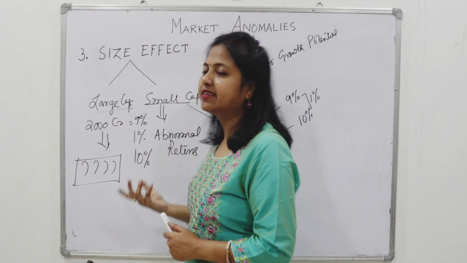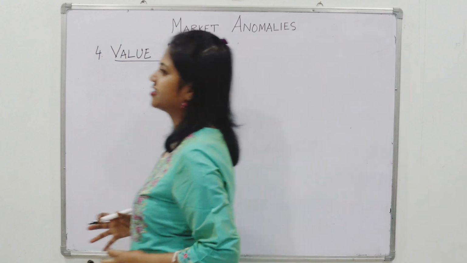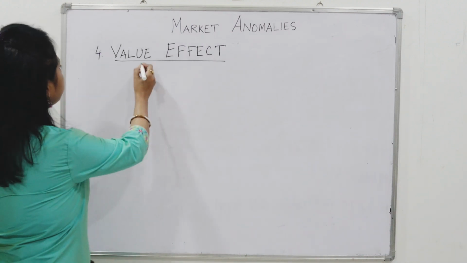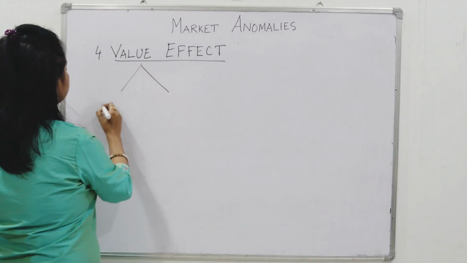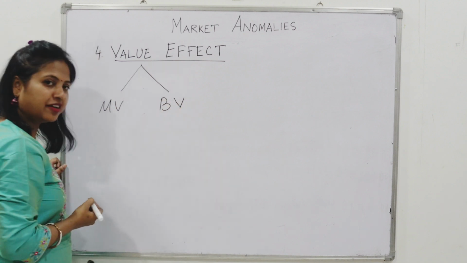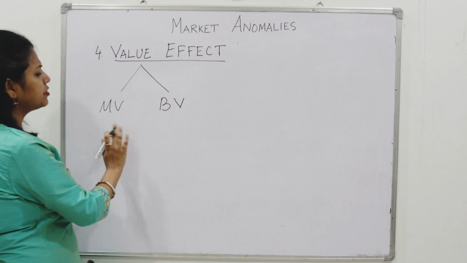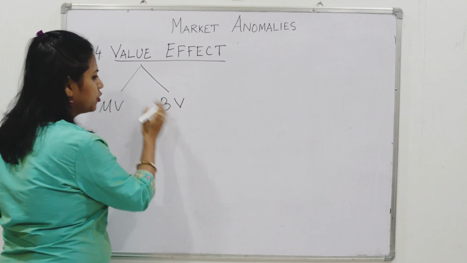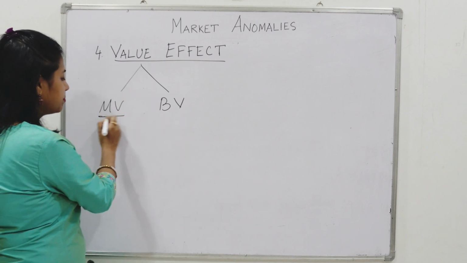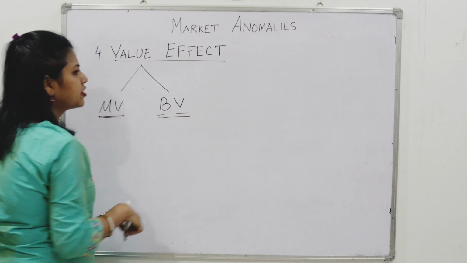Let's move on to the next, and we call it the value effect. Now, in the value effect, we are comparing two things, the market value and the book value, right? Friends, I have been repeating this many times: there could be some difference between the market value and the book value. Market value is the price at which the security is traded, and book value is its intrinsic value.